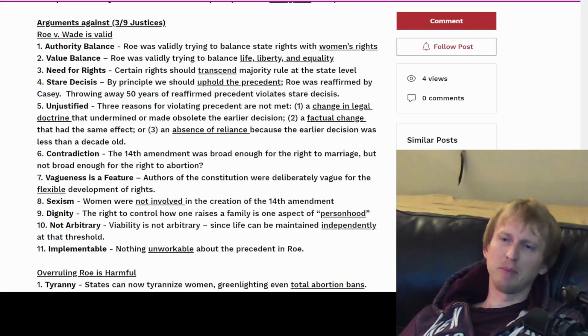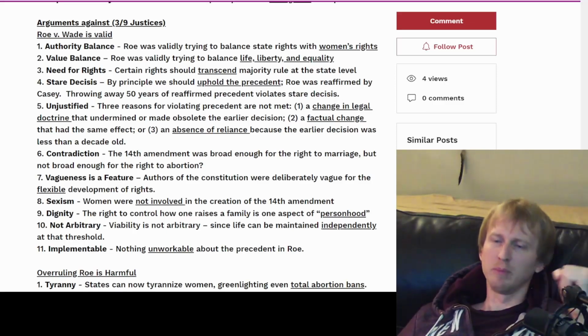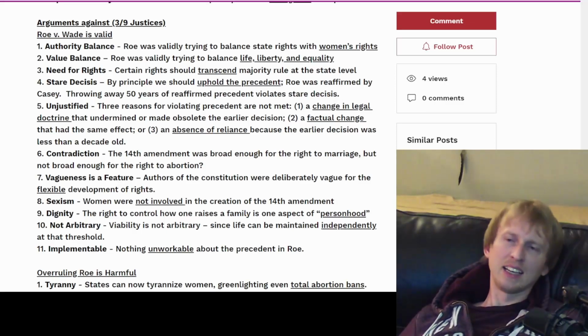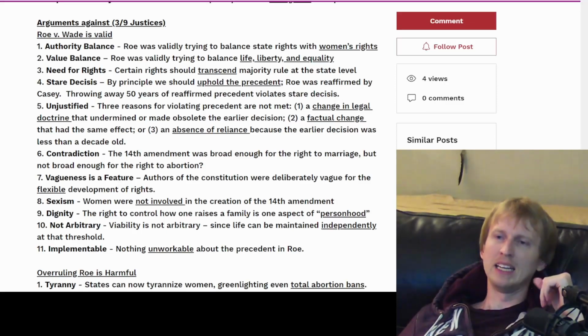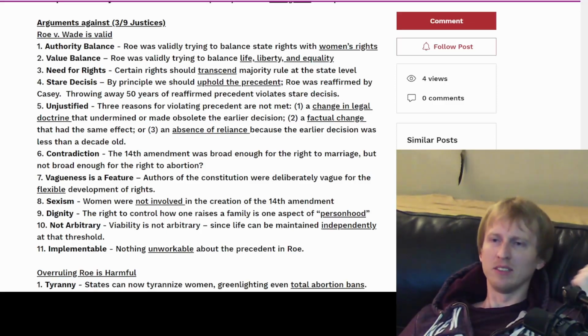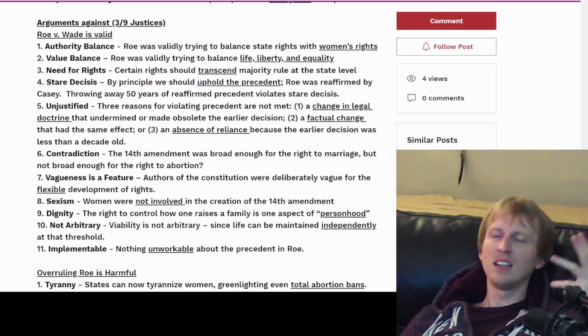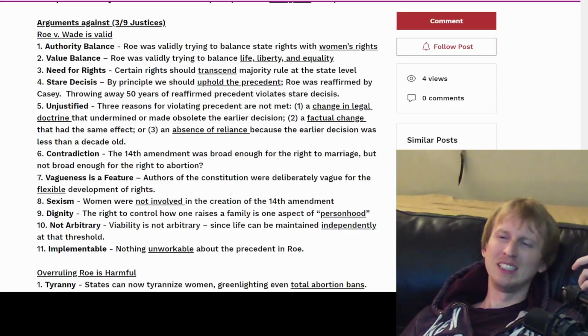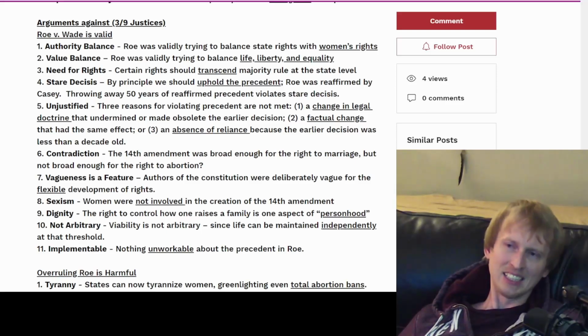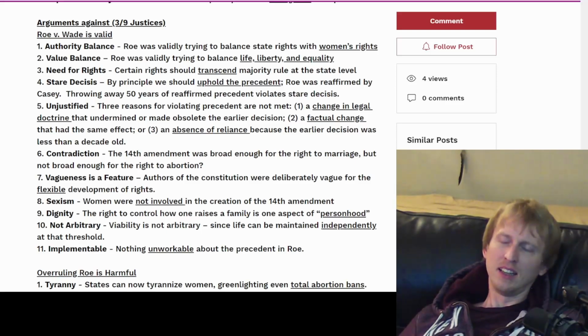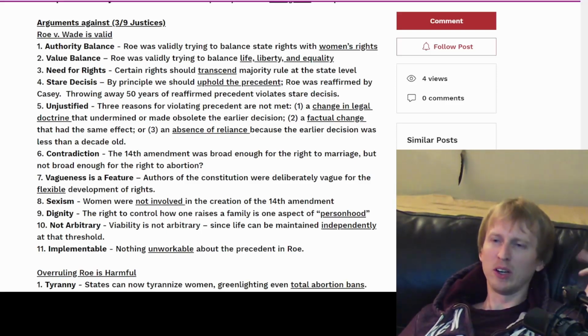The next argument was something to the effect of sexism. They talk about how women were not involved in the creation of the 14th Amendment. Women were second-class citizens during the beginning of the nation. Women didn't have the right to vote. Women didn't have the right to own property. So basically what they're saying is it's not surprising that the Constitution didn't explicitly talk about women's rights. The fact that the Constitution doesn't include the right to abortion, it's not surprising considering the state of the culture back then. They weren't really focused on women, perhaps, is the argument.